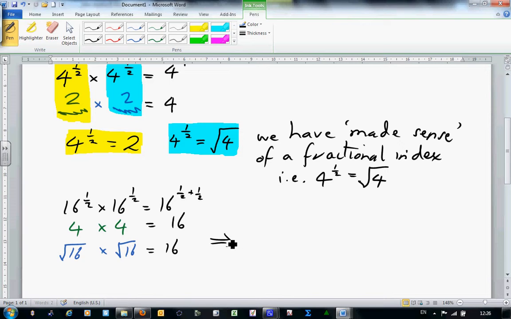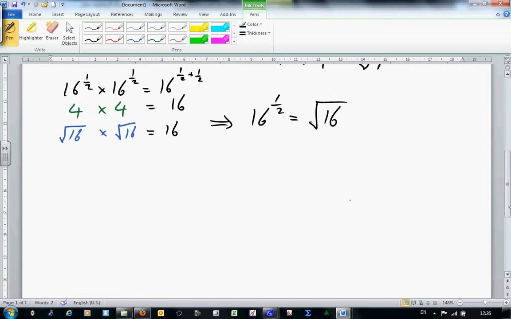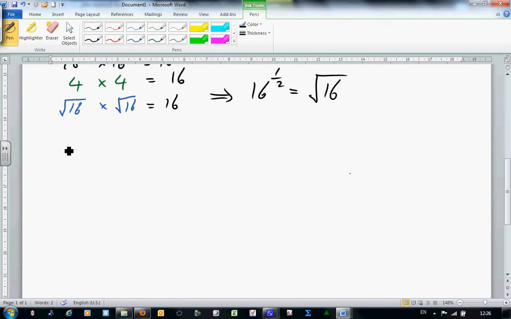Same as before. Can we extend that further? What about other fractions, say a third? Would that have any meaning? Well, let's use numbers that we know. What about 8 to the third times 8 to the third times 8 to the third again? Well, this is 8 to the 1/3 added to 1/3 added to 1/3, which is 8 to the power of 1, which is 8.